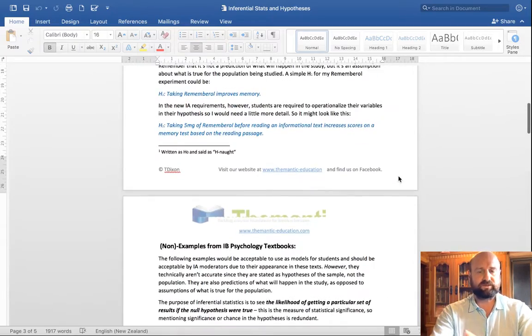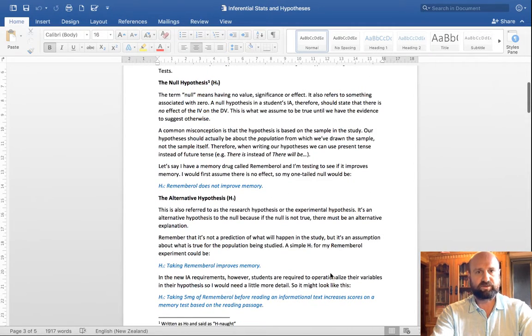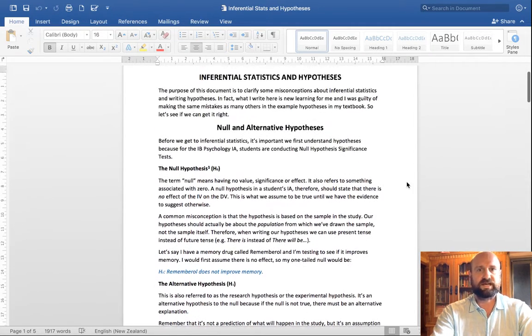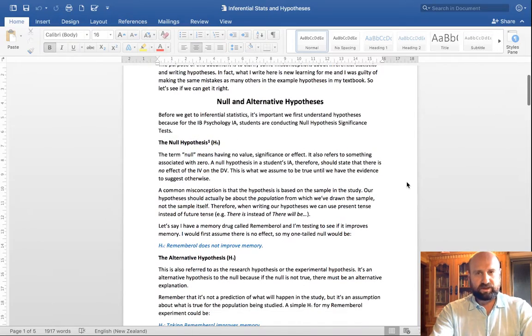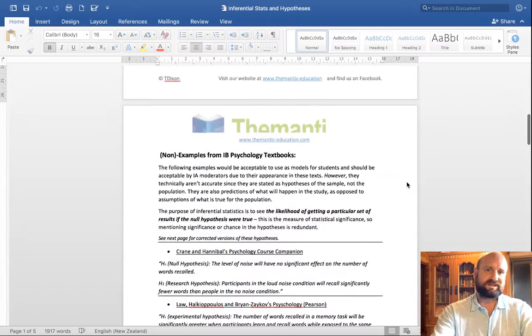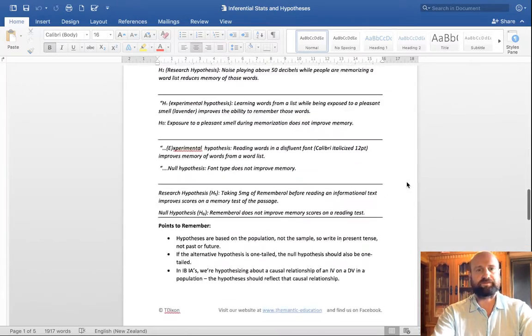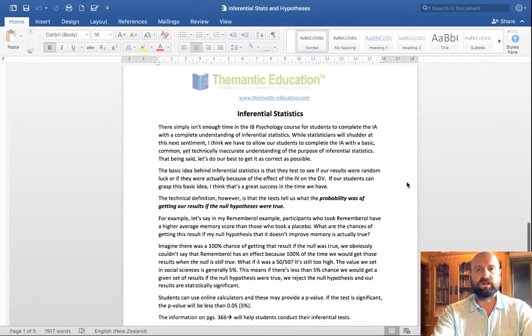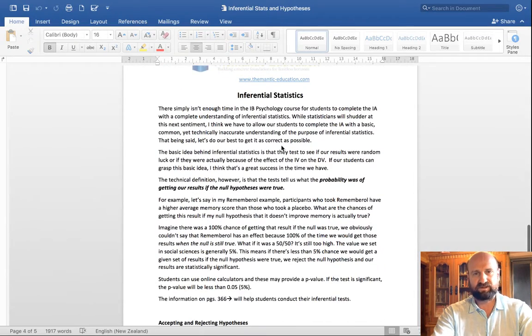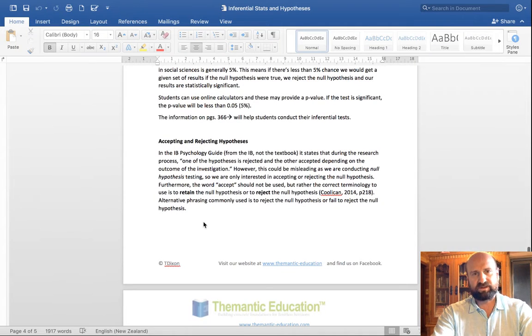Okay, so we get our hypotheses right, and I've got some examples here, and I just summarize a little bit about the null and alternative hypothesis. So yeah, this document here clarifies that. And so what we're testing with inferential statistics is the likelihood we got those results if our null hypothesis is true, right? And so that's what we're looking at. And then I've just given a little bit of a summary here and points on the language to use.